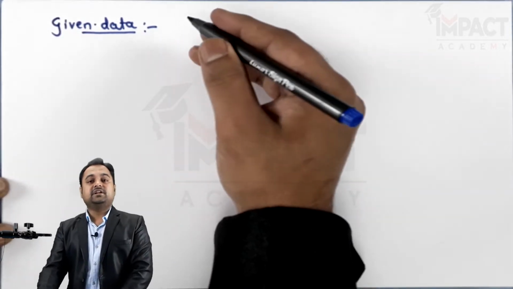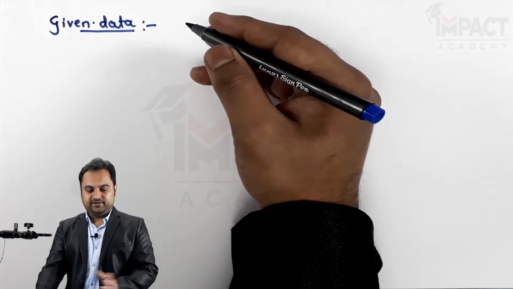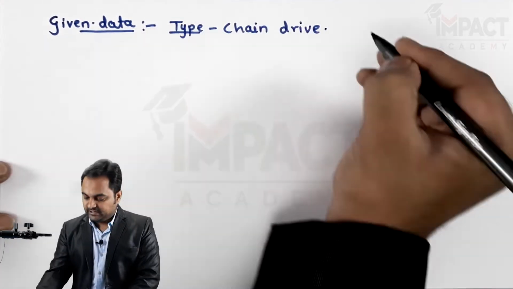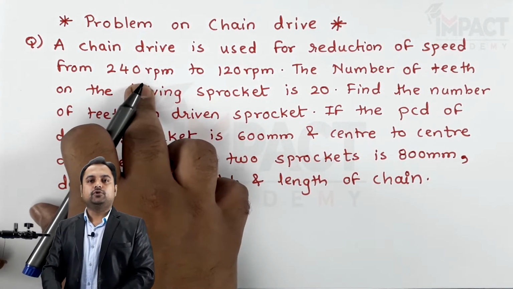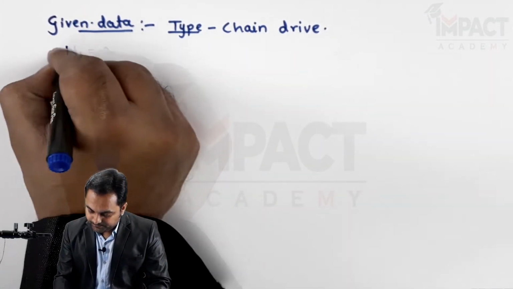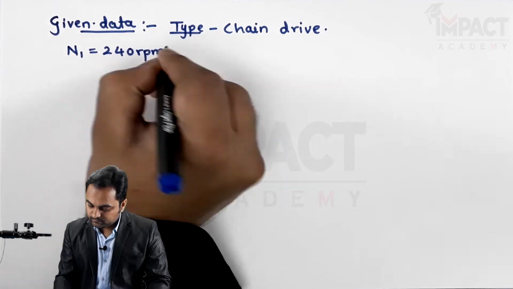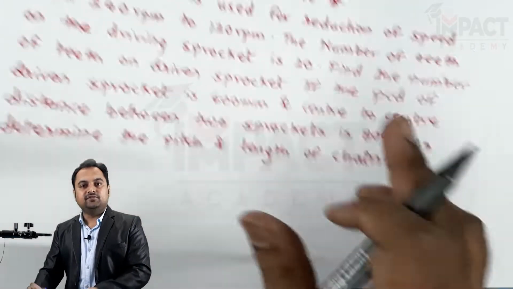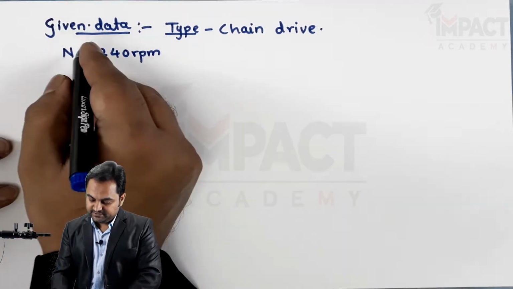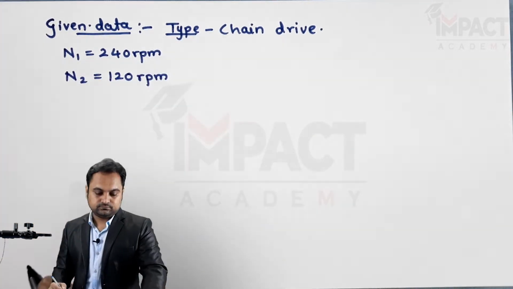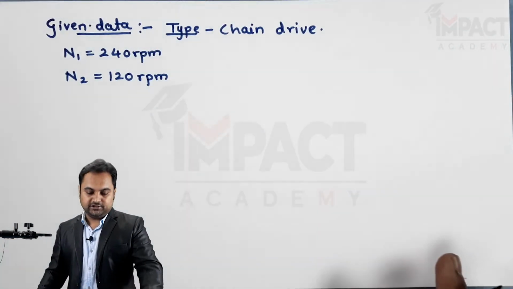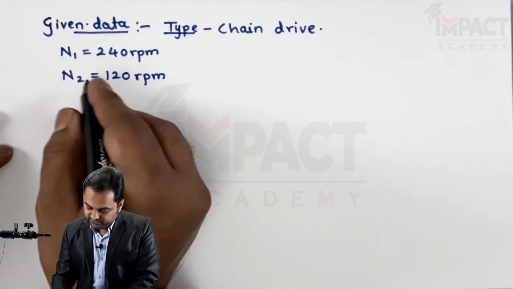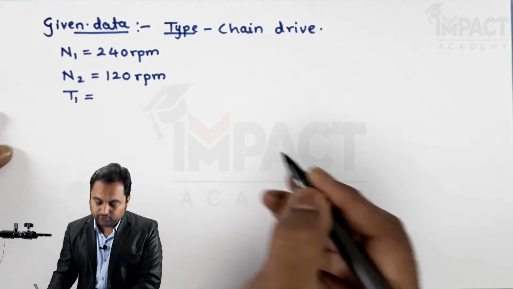In the data, first I'll mention the type of drive, either it is belt drive or chain drive. Given in the problem is chain drive, so the type is chain drive. Next, it is used for reduction of speed from 240 rpm. It means 240 rpm is the speed of the driving sprocket, and that I'll denote as N1, to 120 rpm, which is the speed of the driven sprocket, that is N2. The number of teeth on the driving sprocket is 20. So for the driving sprocket, the suffix is 1. Number of teeth is denoted as T1 on the driving sprocket.